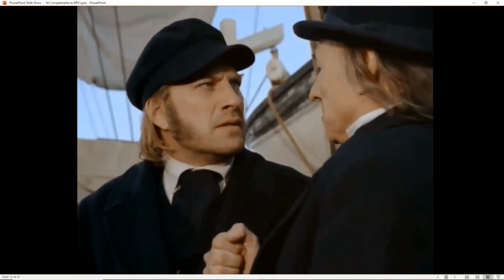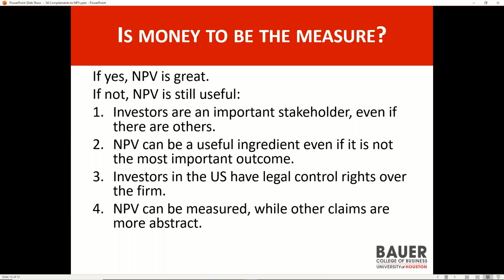So is money the measure? With NPV, money is the measure. So that would at least deter us from going on this crazed Captain Ahab path. So, is money to be the measure? Well, if yes, in certain circumstances, money is the measure, NPV is going to do a very good job. If money is not the measure, and you've got some kind of higher objectives, you still care about NPV. You still care about your investors. Investors are still an important stakeholder, even if you are concerned with workers and customers and your community. You still obviously care about your investors and keeping them happy. Even if the financial gain is not the most important thing, it's still a very, very important thing.